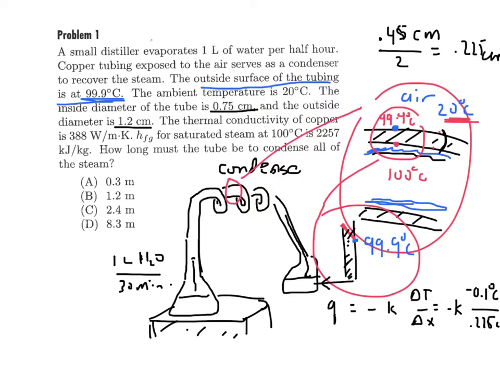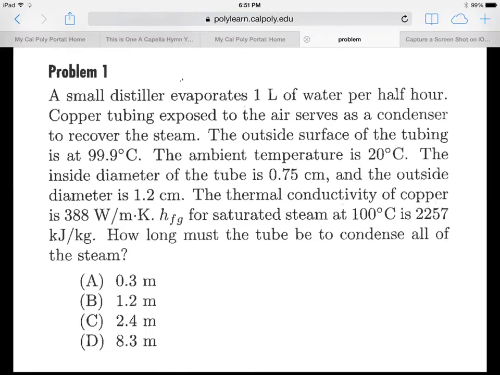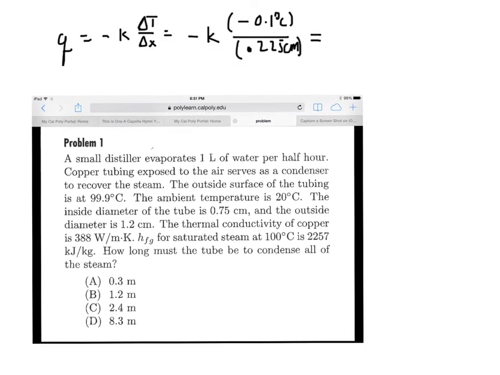So let me take this to the next page. Let's see how we're doing here. We have Q is negative K delta T over delta X equals negative K, negative 0.1 degrees C, divided by 0.225 centimeters, equals K times, which is 300, no, we don't know K. What is K? Maybe it tells us. I'm going to go back. I need to add this file in here. So, what is K? Here we go. We see in the problem K. Oh, here it is, 388 watts per meter Kelvin.